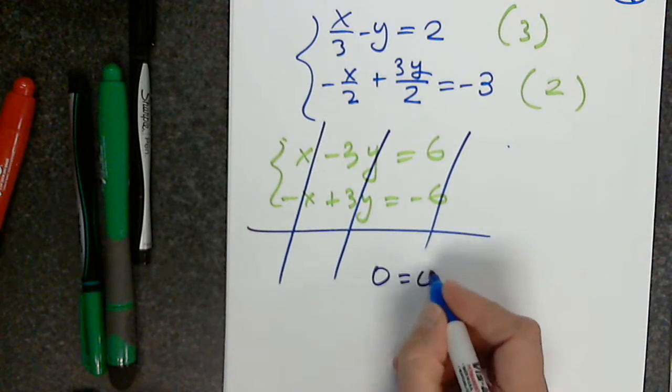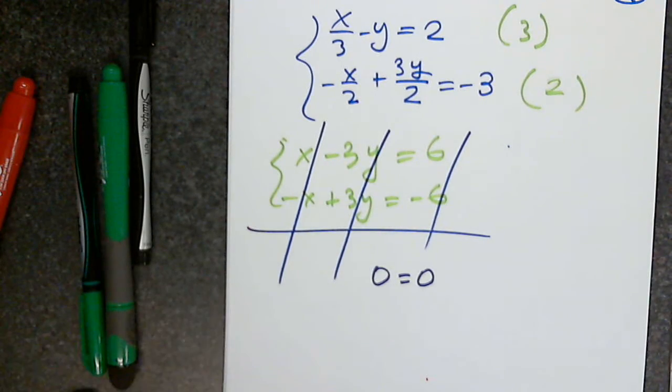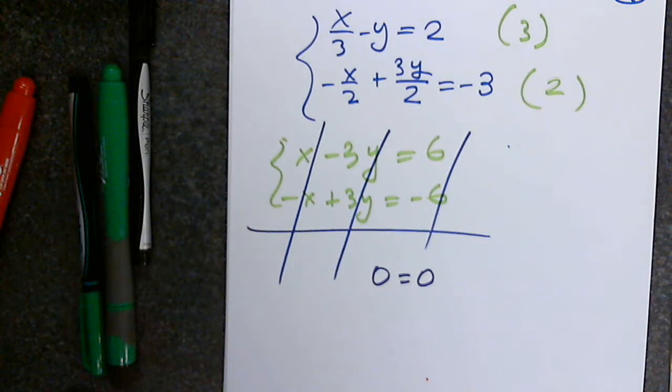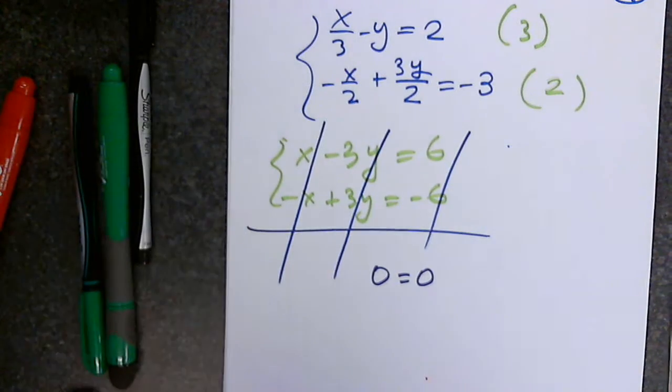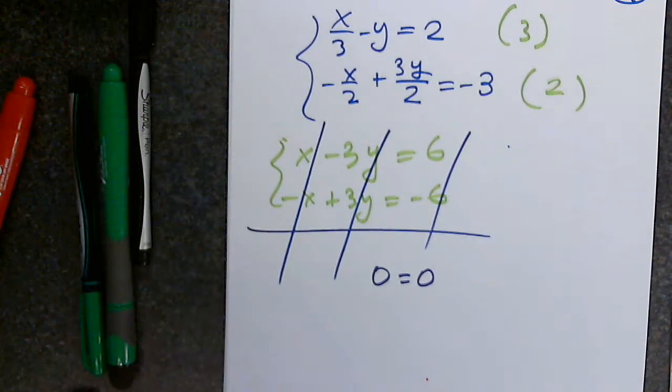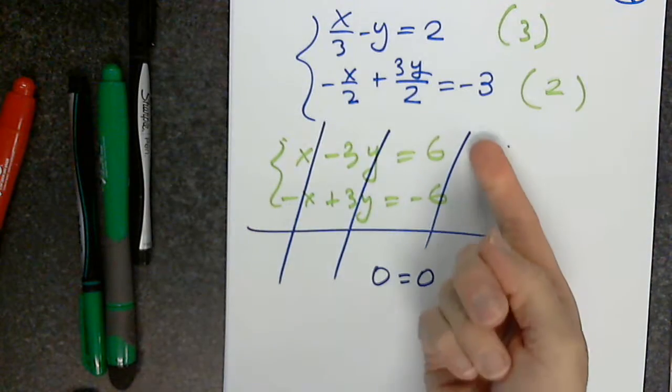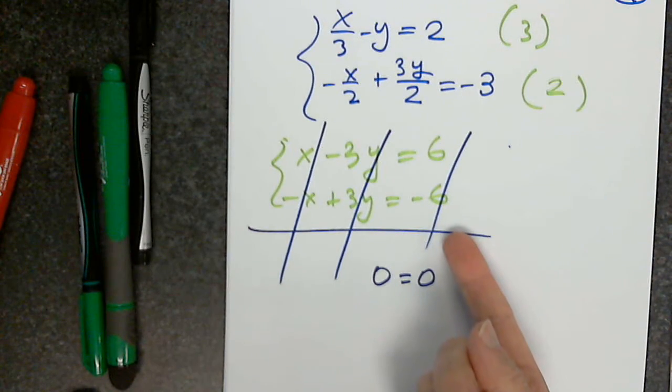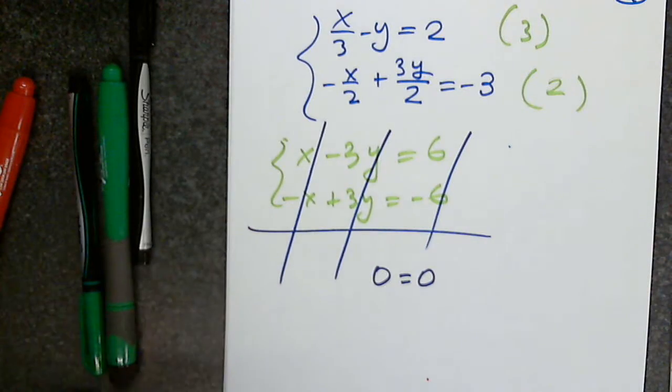Equals? Good. Which means we did not determine x, we did not determine y, we did not get a contradiction, we don't have a point, so what is the only option here? They are the same line, because if you multiply this by negative 1, you get this. So they are the same line.